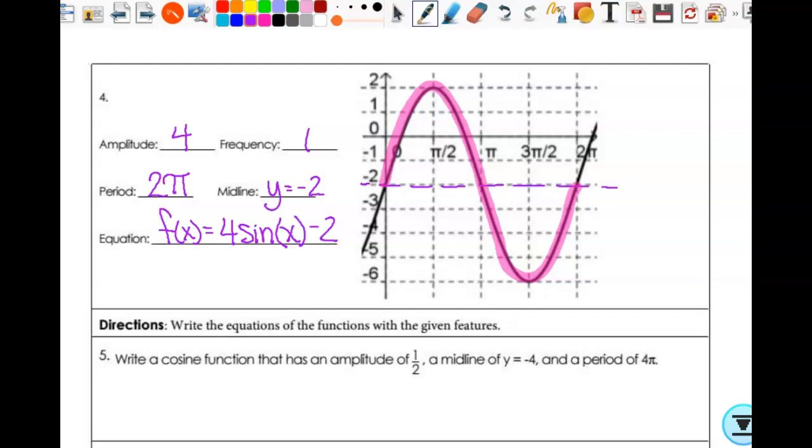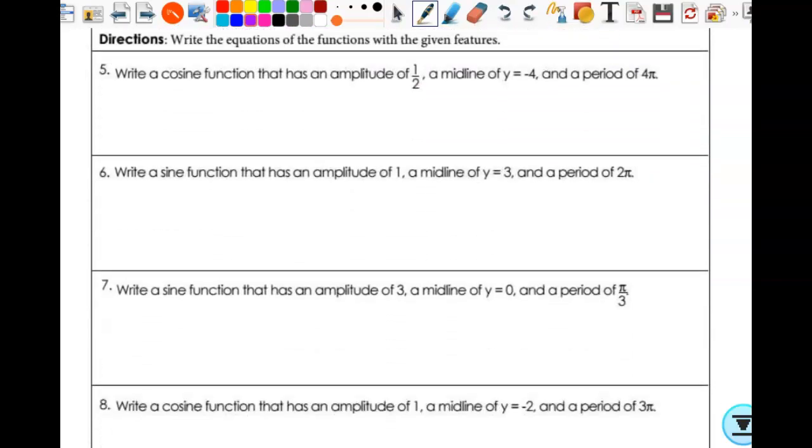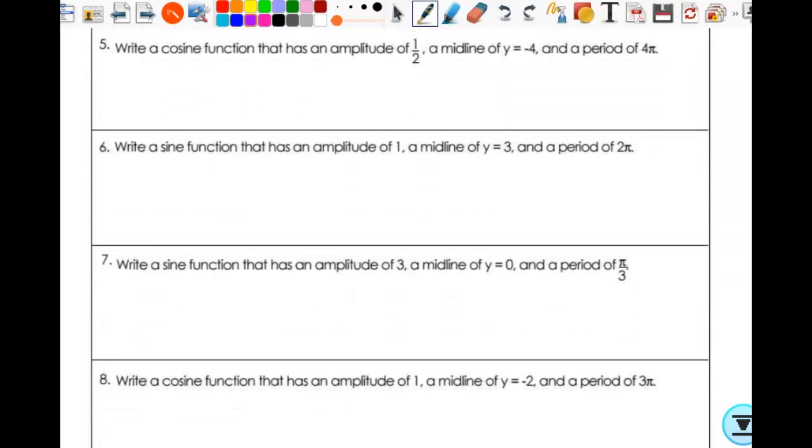We good? Easy enough? All right, so now we have it in words, same type of thing, but we're not pulling it off of a graph. There are 4 transformations, A, B, C, and D. We don't have a C right now, so it's just A, B, and D, so I just have to make sure that I can identify those. So I have this is cosine, amplitude of 1/2, so that's A. Midline, y equals -4, so that's D. The period is 4 pi, but I need b, so the absolute value of b, 2 pi divided by the period, is going to give me 1/2.